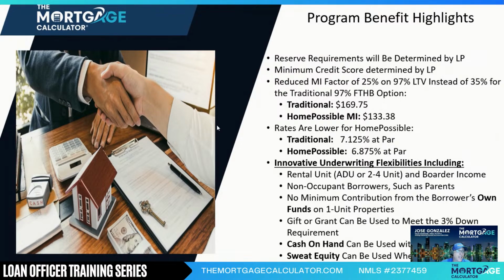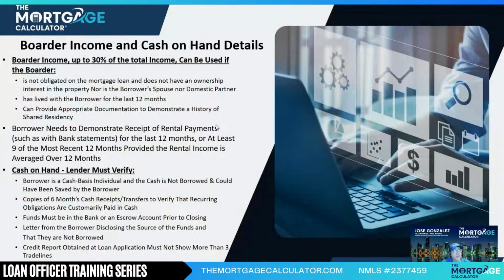Now let's break down the boarder income and cash on hand usage, because there are some differences, a little bit of difference between the Home Ready and Home Possible option. So both feel the same way: both allow up to 30% of the total borrower income to come from boarder or rental income. Now, it can be used if the boarder is not obligated on the mortgage loan and does not have an ownership interest in the property, nor is the borrower's spouse nor domestic partner. That's important to note.